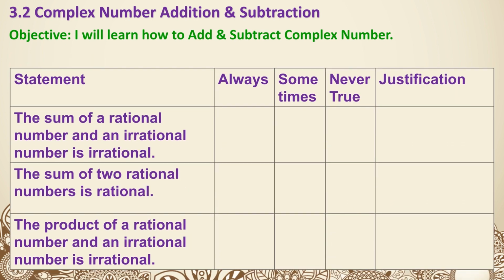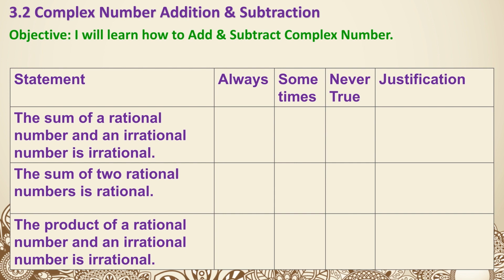Here are a few statements. Some of them are always true, which means whatever number you give to satisfy that statement is going to be true. Some of them are sometimes true. Some of them are never true. So I'm going to ask you to pause here and go through the next few statements and then decide if they're always true, sometimes true, or never true. Whichever you decide, try to think of some justifications.